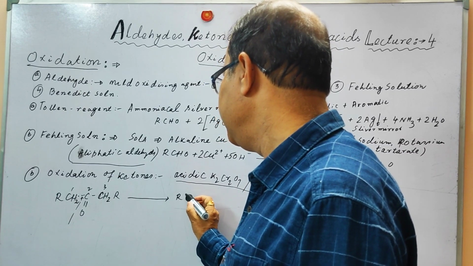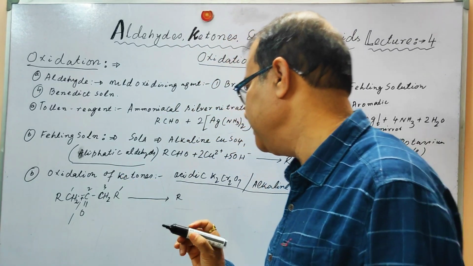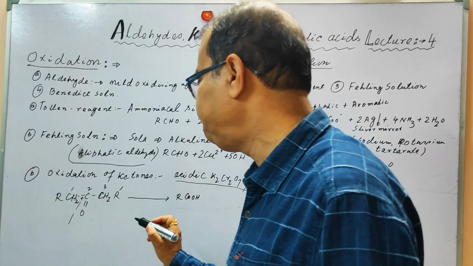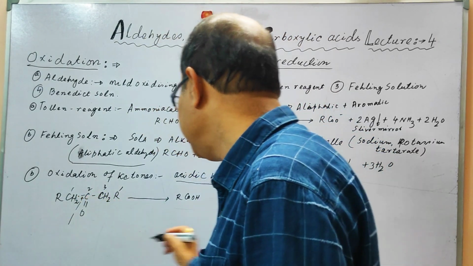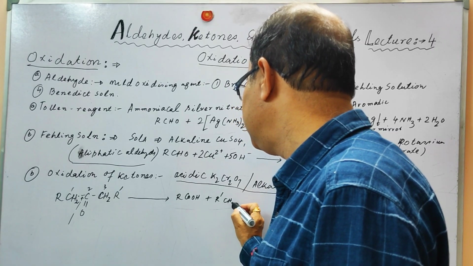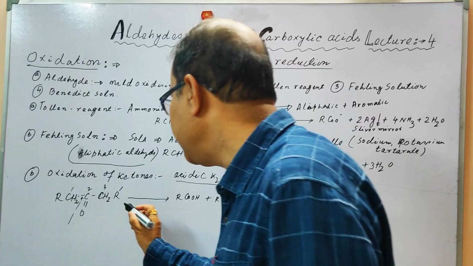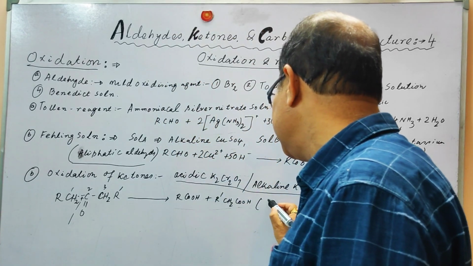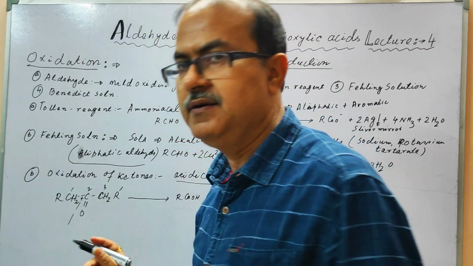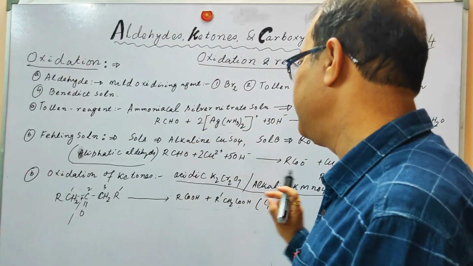Suppose this is R and this is R', the alkyl group is different. So at that time, RCOOH is produced when this bond is breaking, and it will also produce R'CH2COOH. In this case, the C1 and C2 bond has been broken, the cleavage of the bond between carbon number 1 and carbon number 2.